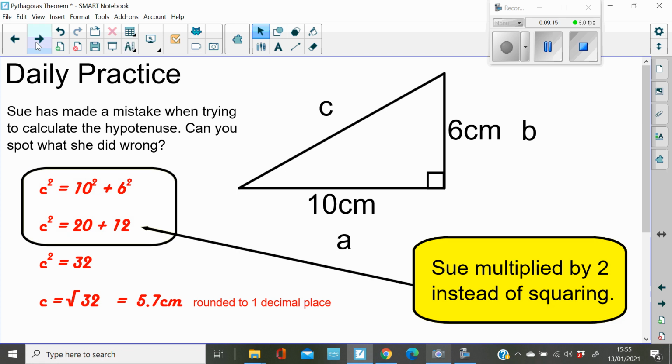Sue didn't square the numbers correctly. She multiplied by 2 instead of squaring, which gave her the wrong answer. She should have done 10 squared is 100 plus 6 squared is 36. Added those up, taken the square root and worked out our answer that way.